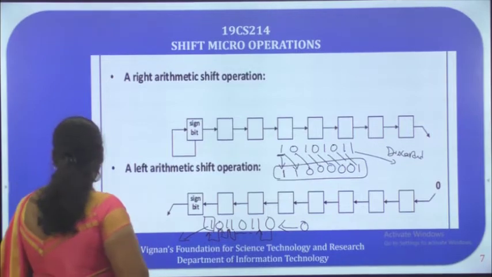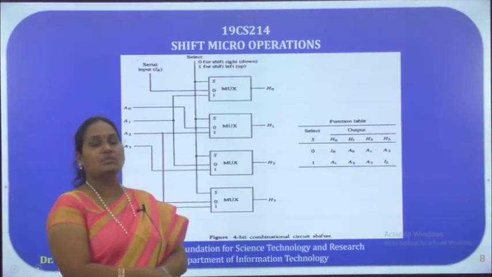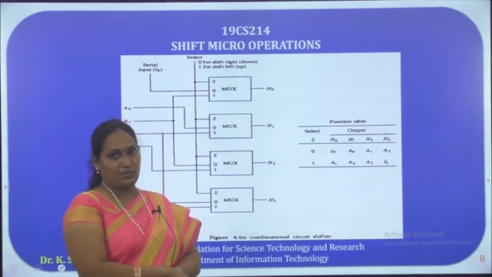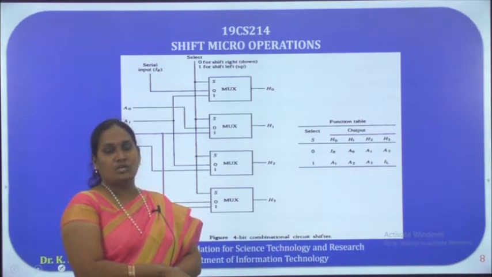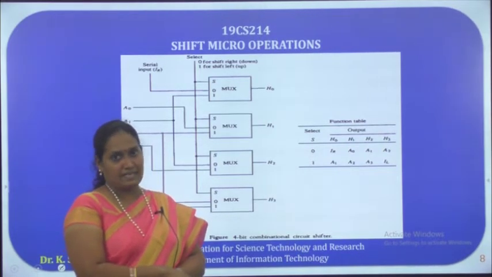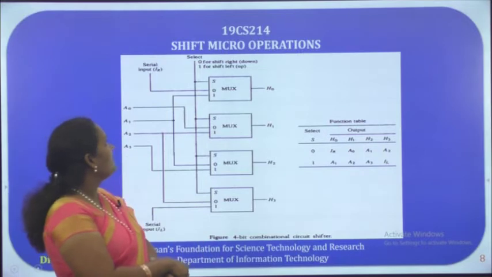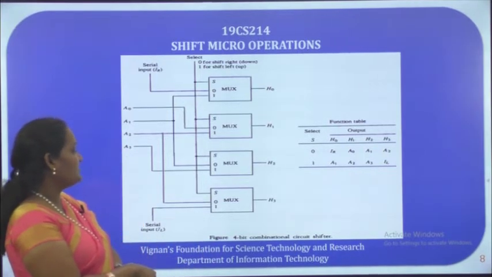Okay, right. So these are the various shift operations that we have. I hope that you all understood all the shift operations. So what are the shift operations that we have? Logical, circular, arithmetic. So logical left shift, logical right shift, arithmetic left shift, arithmetic right shift, and circular left shift, circular right shift. Now I am going to explain the shift circuit.